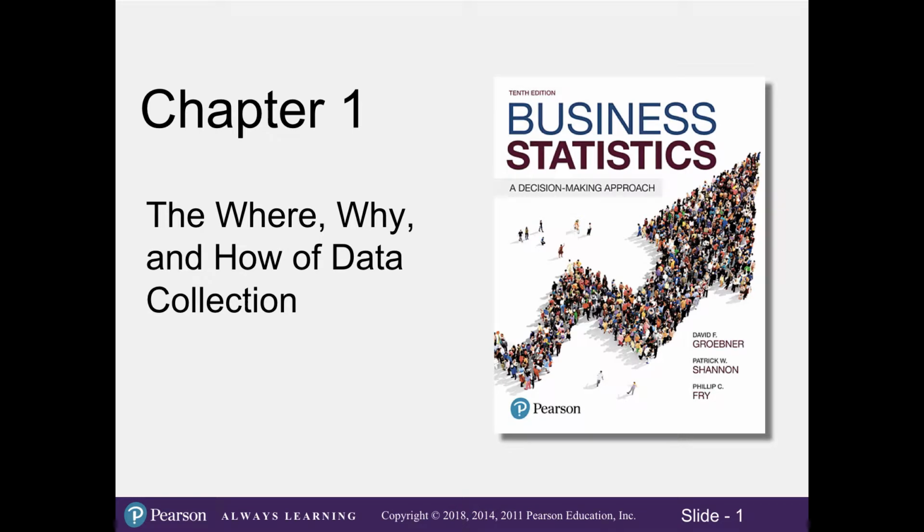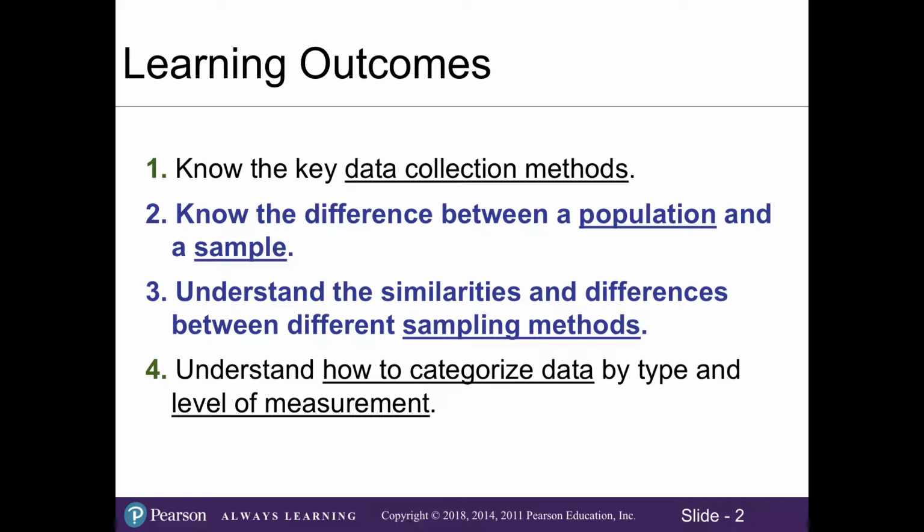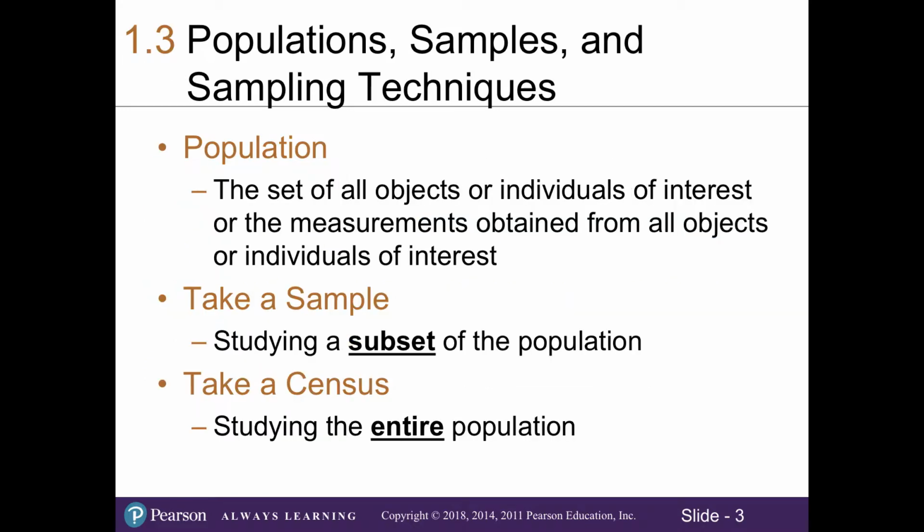Chapter 1, The Where, Why, and How of Data Collection. We continue on with Learning Outcomes 2 and 3, and we'll discuss the difference between a population and a sample, and how to understand the similarities and differences between different sampling methods.